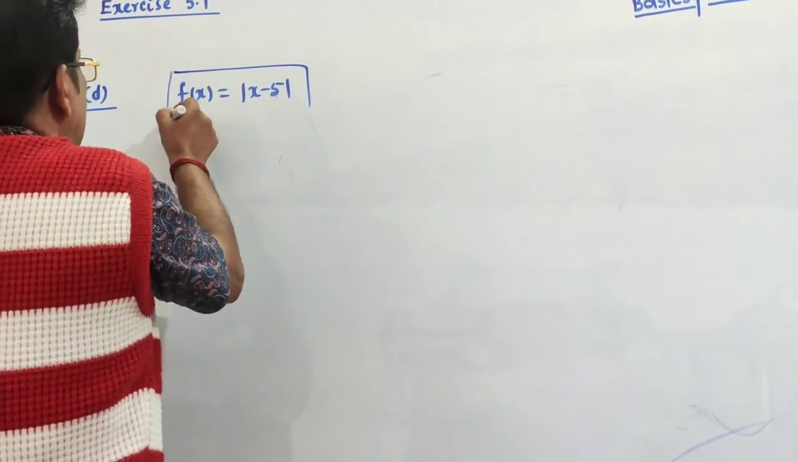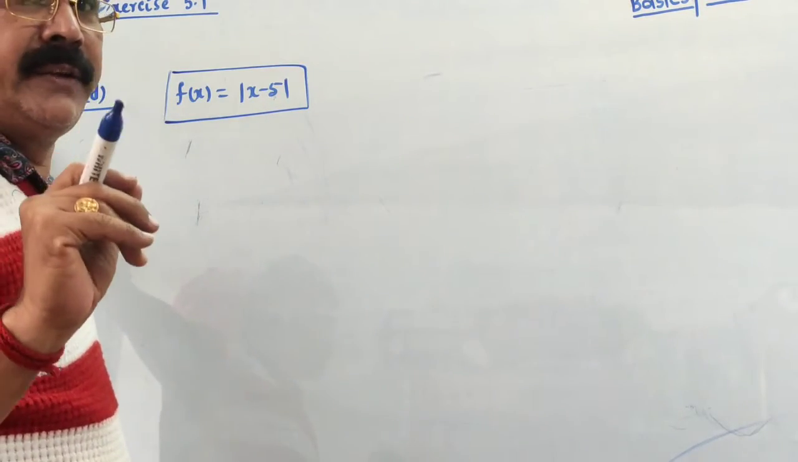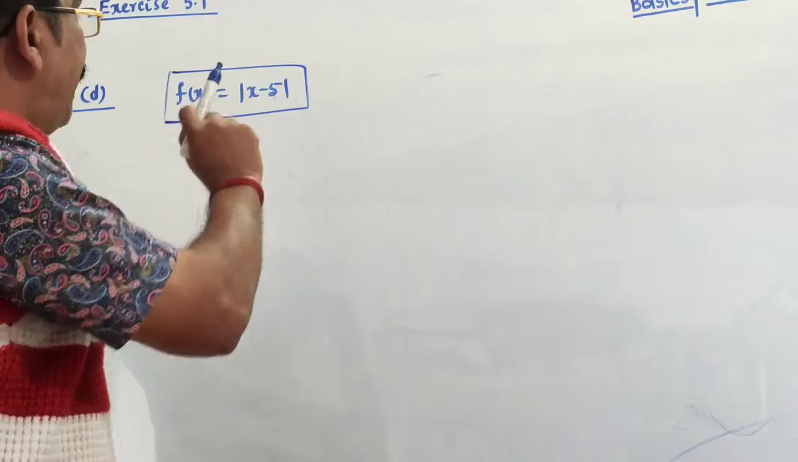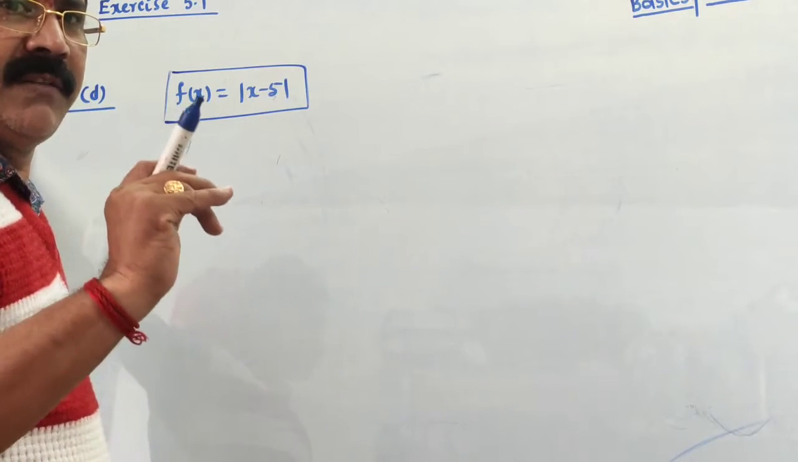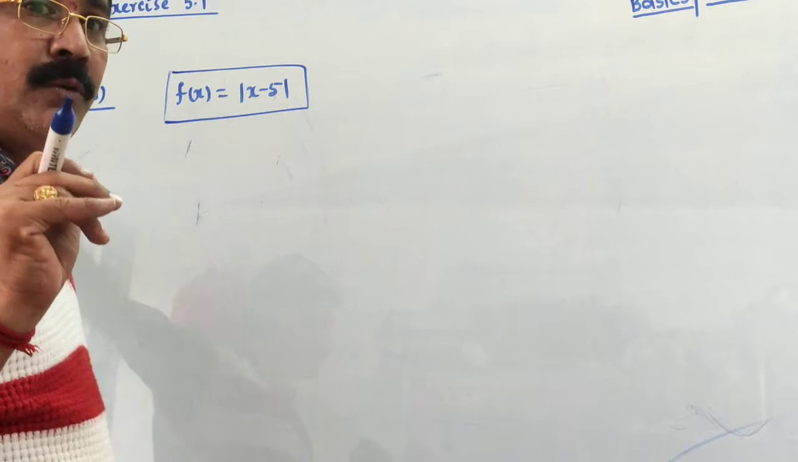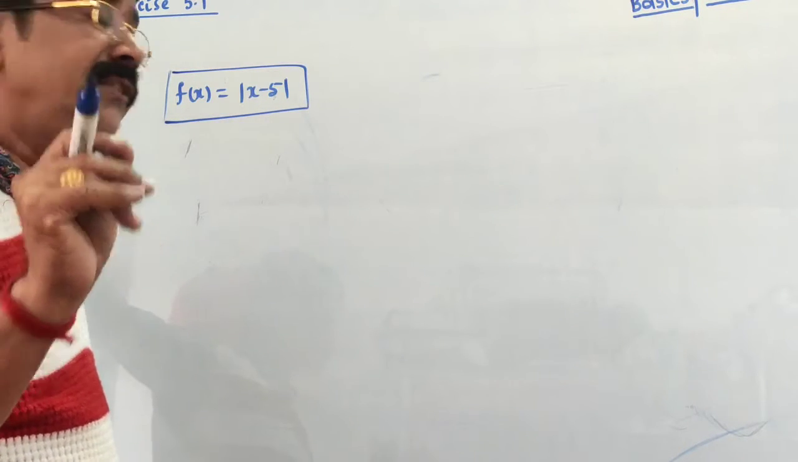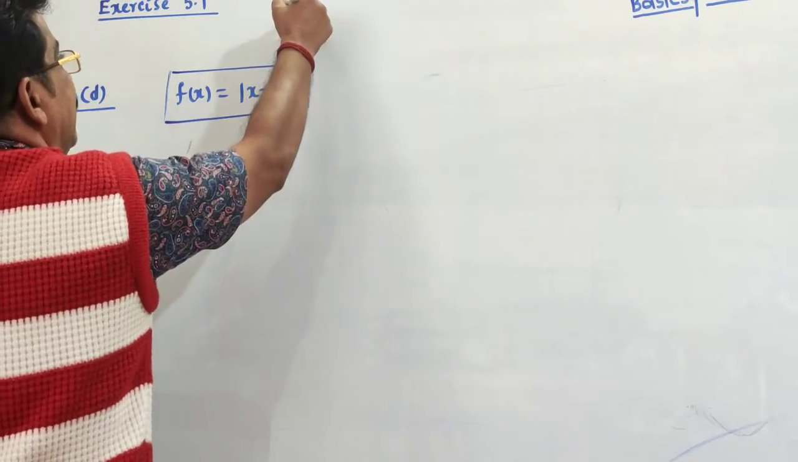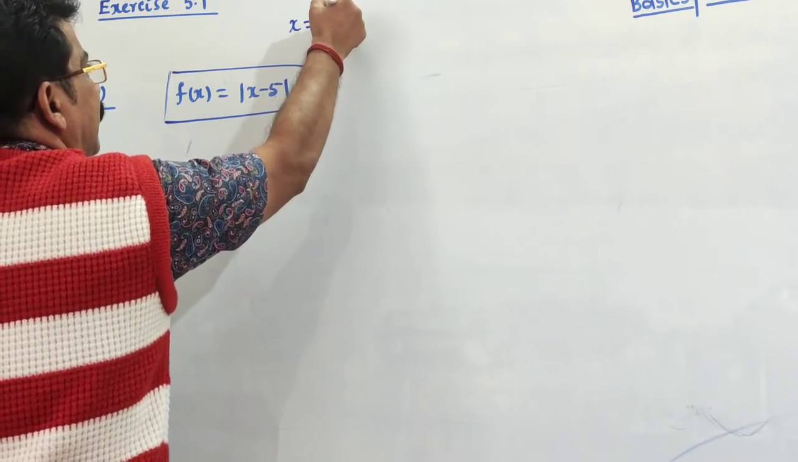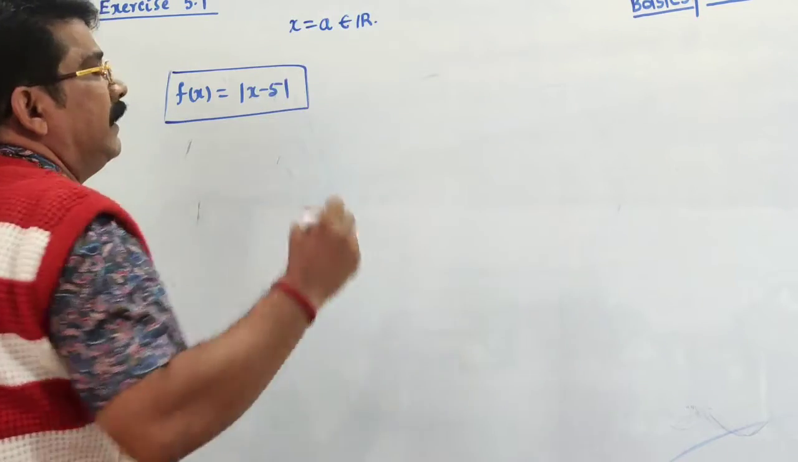Modulus of x minus 5. Discuss the continuity of the function f of x. The question is given like that. At which point we have to discuss the continuity of the given function is not given. In such a case, we take x equal to a, where a is any real number.